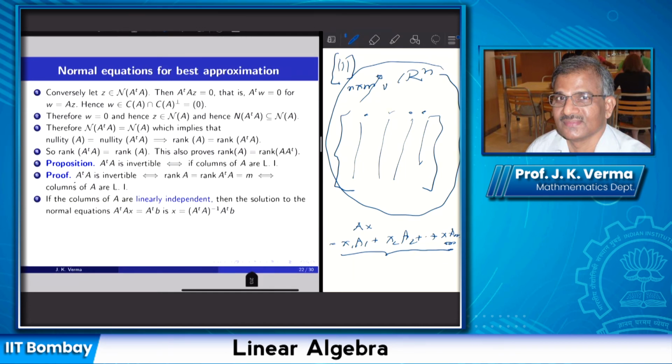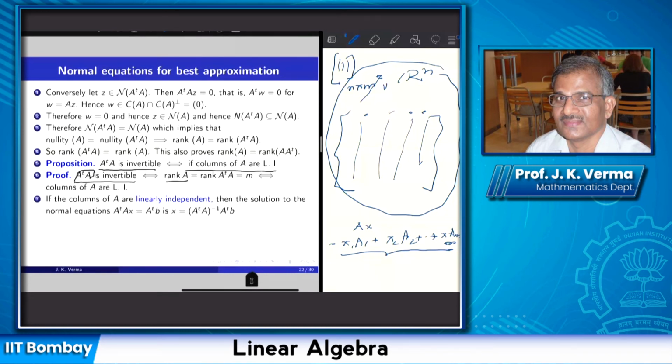So if A transpose A is invertible, it's an M by M matrix, so its rank is M. But the rank of A is the rank of A transpose A, so the rank of A is also M. If a matrix has M columns and its rank is also M, then those M column vectors are linearly independent, and vice versa. So A transpose A is invertible if and only if the columns of A are linearly independent.